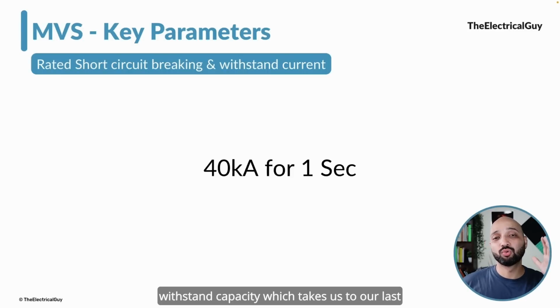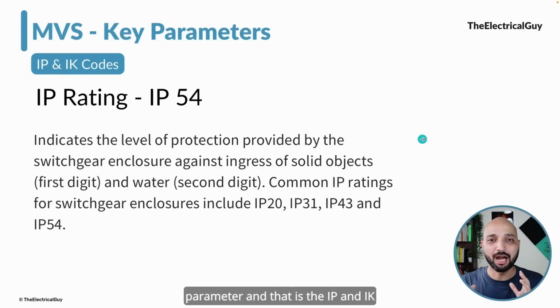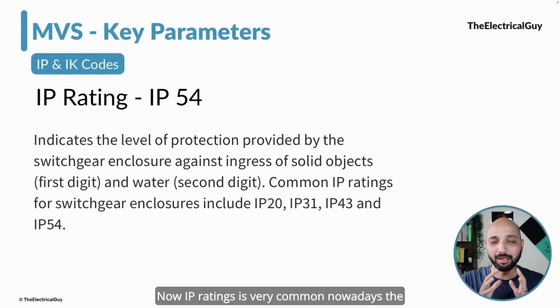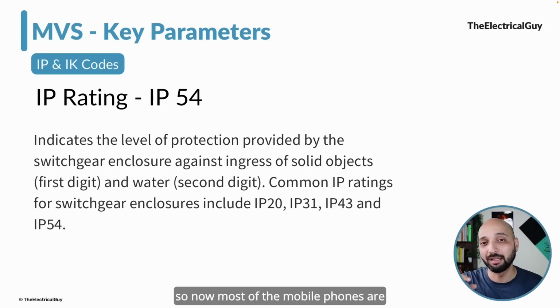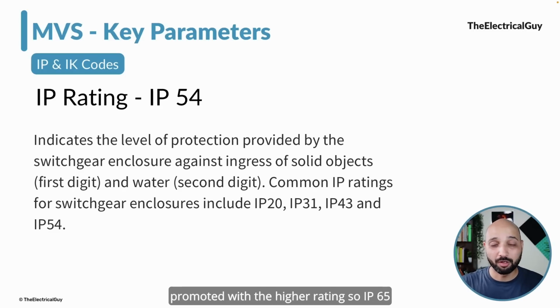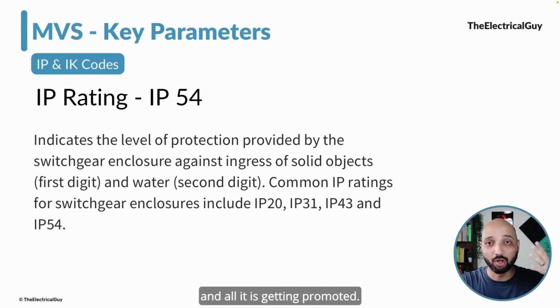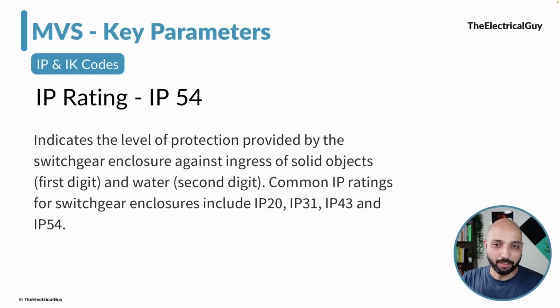Which takes us to our last parameter, and that is the IP and IK codes. Now, IP ratings is very common nowadays. The mobile phones are also having this IP category. So now most of the mobile phones are promoted with the higher rating. So IP65 and all, it is getting promoted.